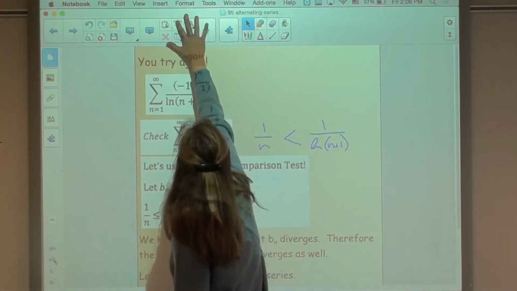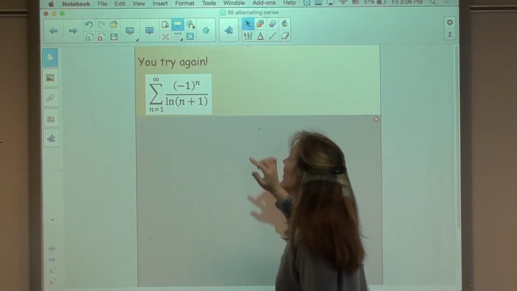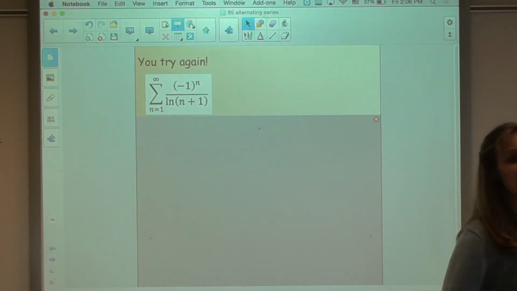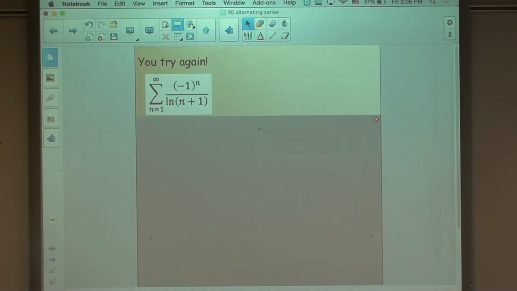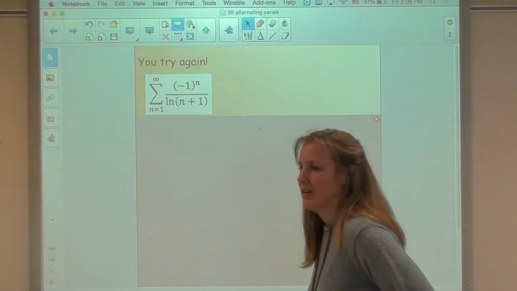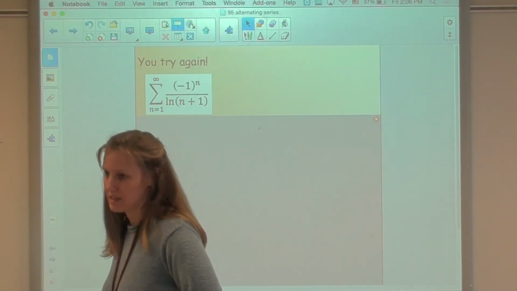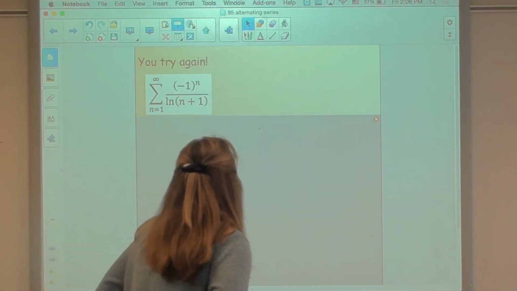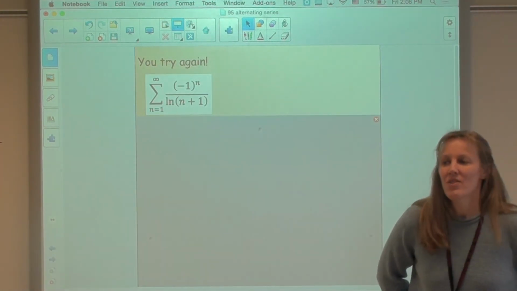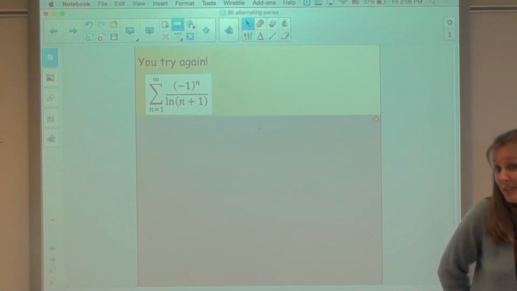Okay, so this is the last one, but that doesn't make it the easiest. I'm saving the toughest for last. If we find that the absolute value is divergent, then you have to go back and check the alternating series. This one is harder than it looks.